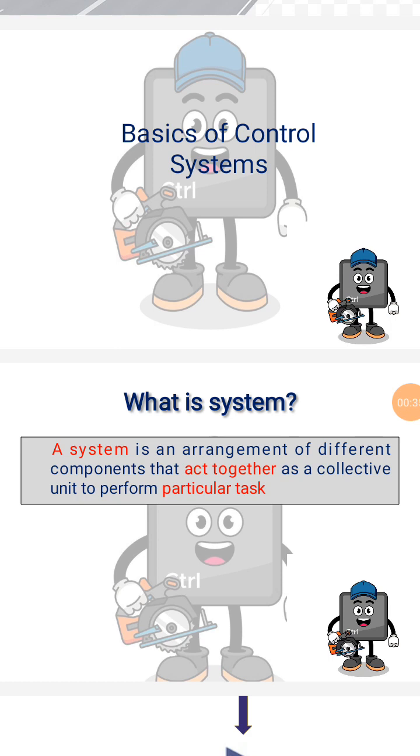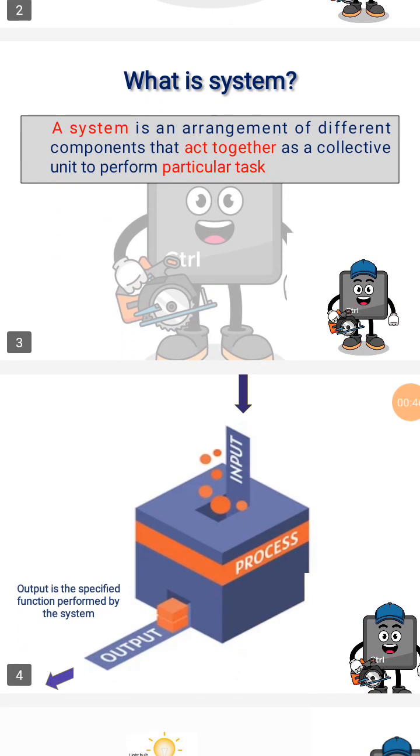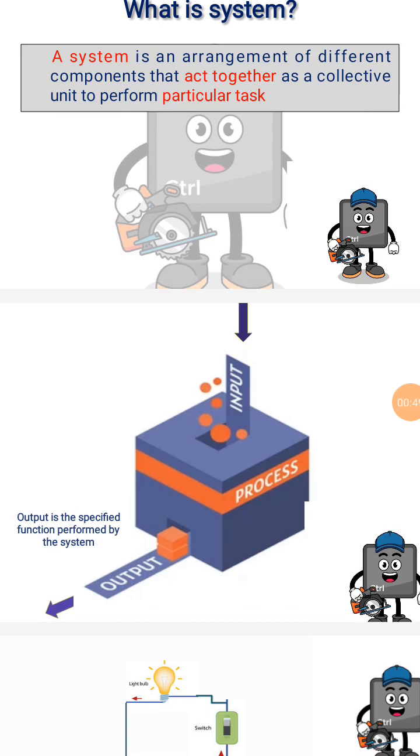If you take a system, obviously it is connected by a number of components that act together to provide a particular result. It generally consists of three elements: input, process and output. Output is our desired target. Here output is the specified function performed by the system, right? In a system we provide input, and with that input it processes the execution and produces the desired output.